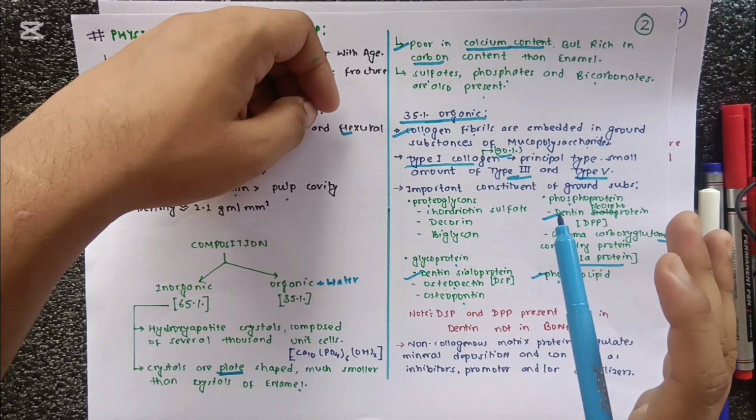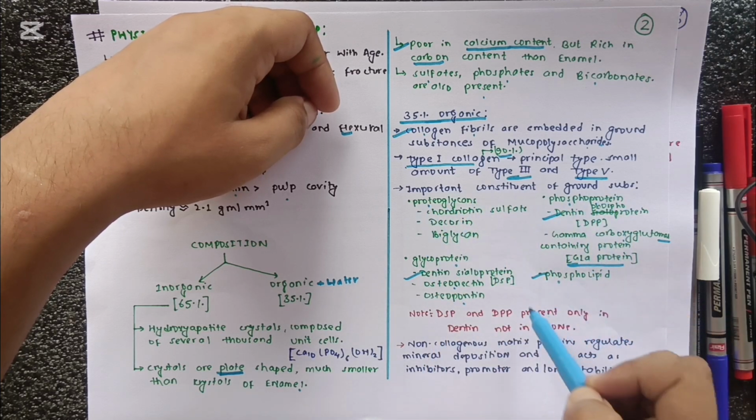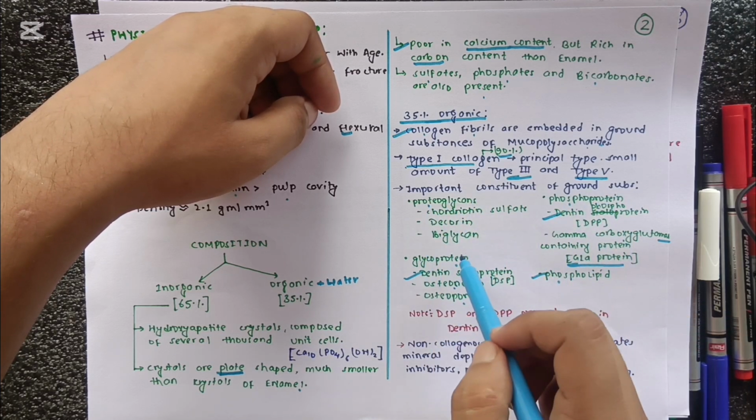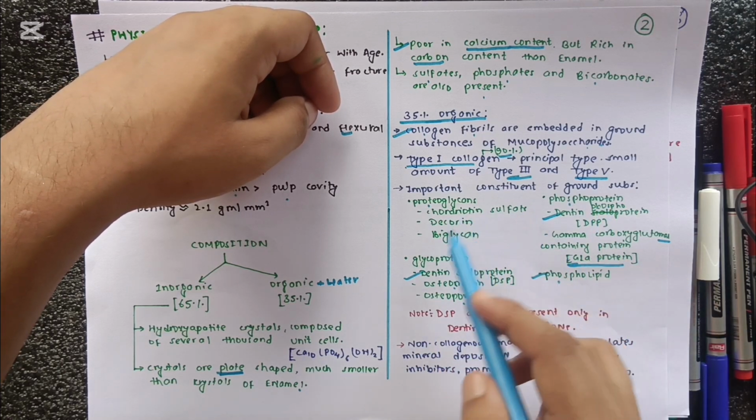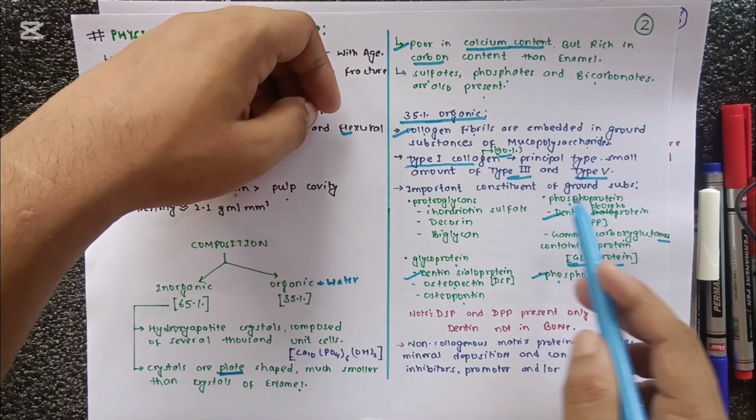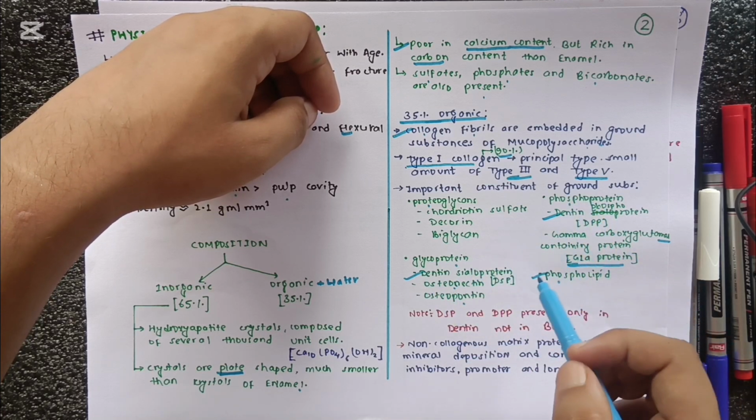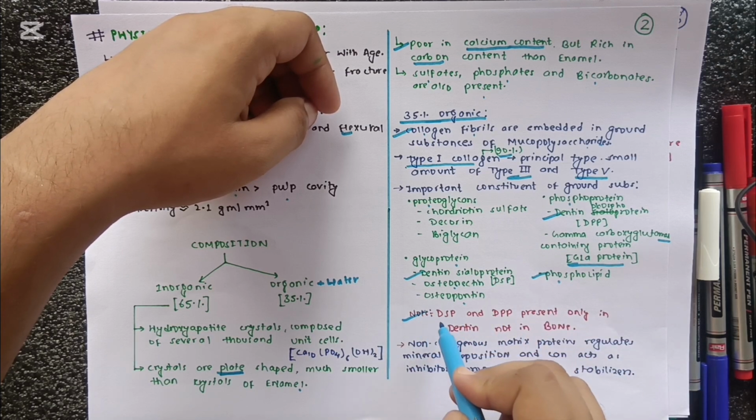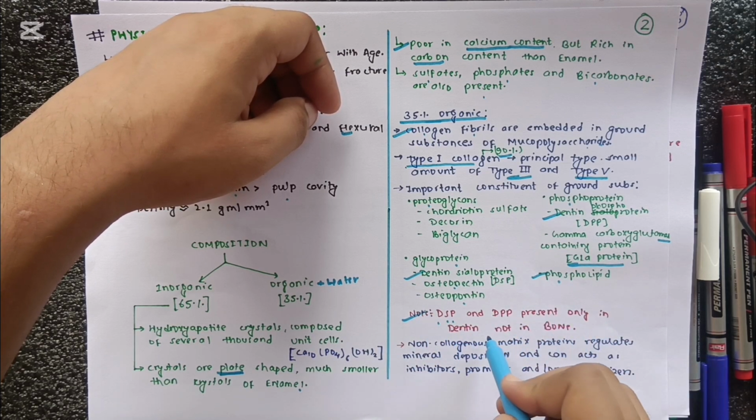So what I have told you is that there is a presence of proteoglycans, phosphoproteins, phospholipids, and glycoproteins. Just remember chondroitin sulfate, decorin, biglycan from proteoglycans, dentin sialoprotein, dentin phosphoprotein from phosphoprotein, GLA protein and phosphoprotein. Just remember those. After that, I have written here that dentin sialoprotein and dentin phosphoprotein are present only in the dentin, not in the bone.